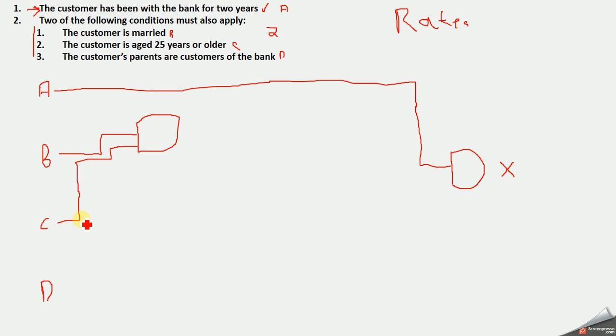But I'm also going to do another logic gate for C, which is also going to be an AND, so that D can go there as well. So we get our rate if it's B and C or C and D. So we've done B and C and C and D. We've got one more combination.